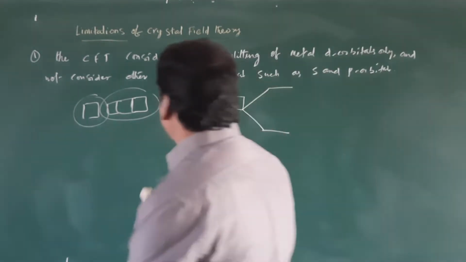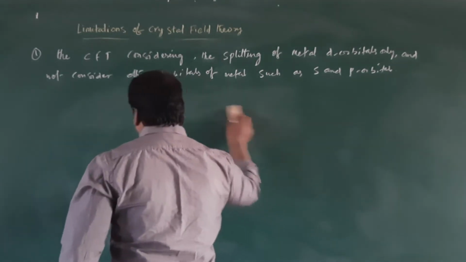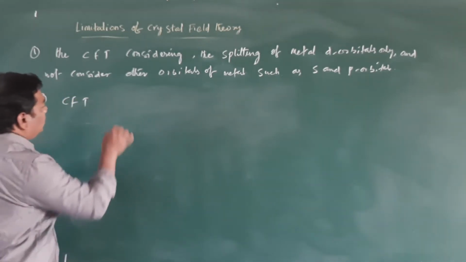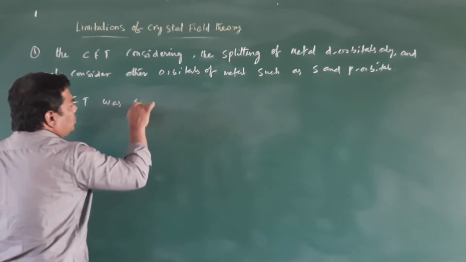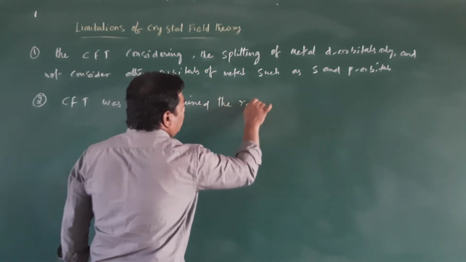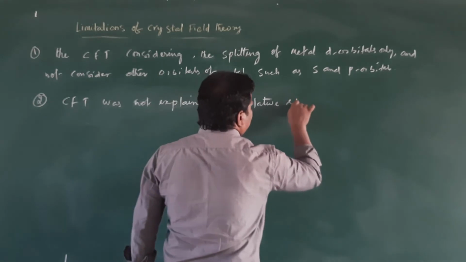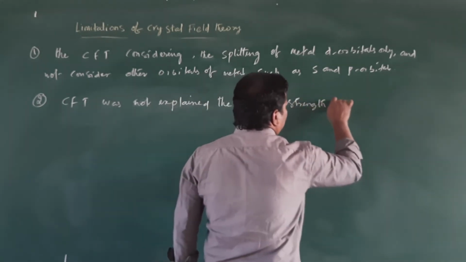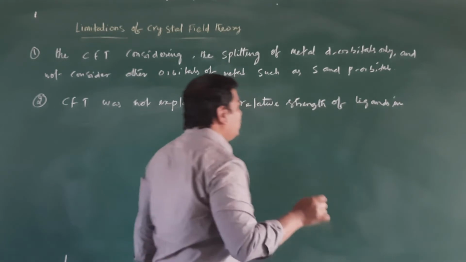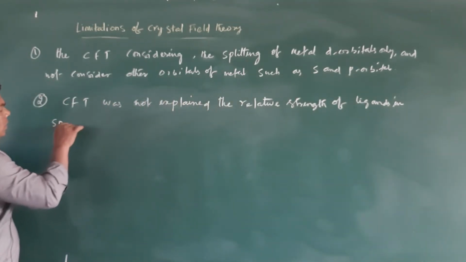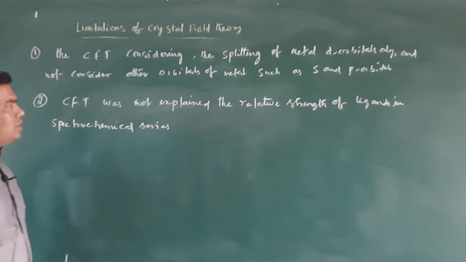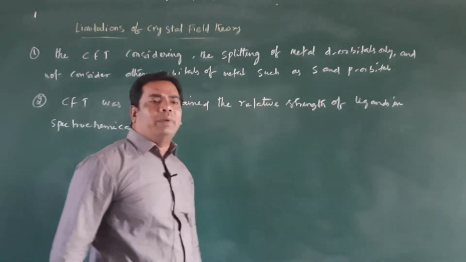The second demerit of crystal field theory is that it does not explain the relative strength of ligands in the spectrochemical series. So here the ligand strength was not explained by crystal field theory.